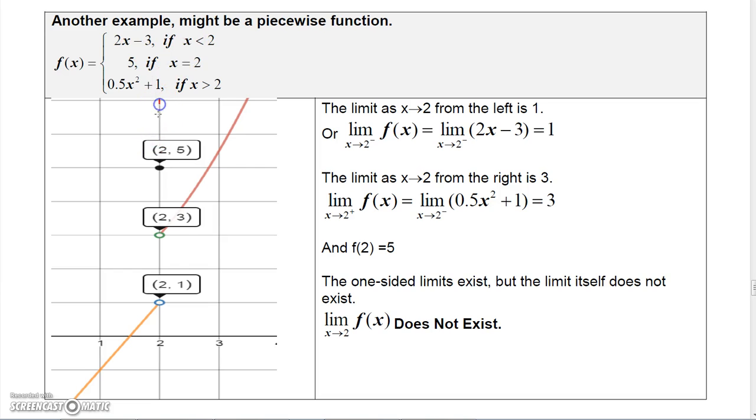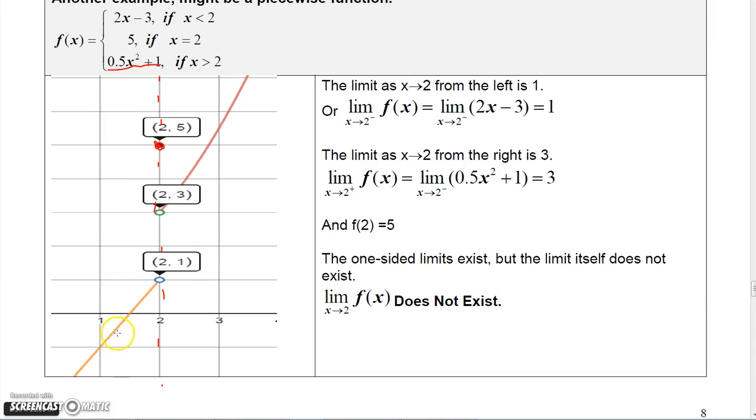All right. So this line right here represents x equal 2. So that's the line x equal 2. Now it says here if we're to the left of 2, we have this linear function 2x minus 3, which is this function right here. Okay. If x equals 2, we get 5. So if x equals 2, we're up here, we just get this one point, (2, 5). And if x is greater than 2, we get this piece of a parabola, 1/2 x squared plus 1, for x greater than 2. So that would be this piece here. Okay, now let's look at the graph.